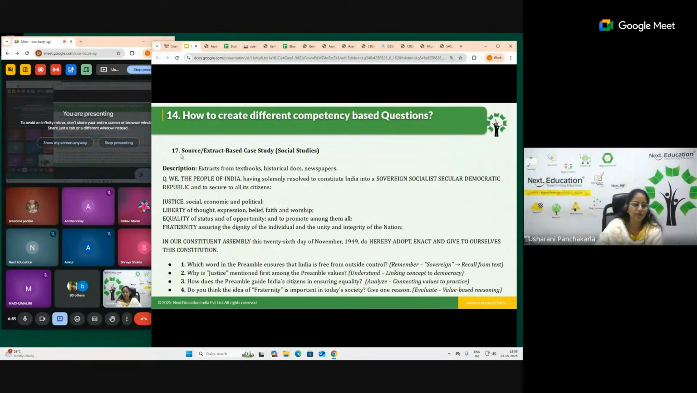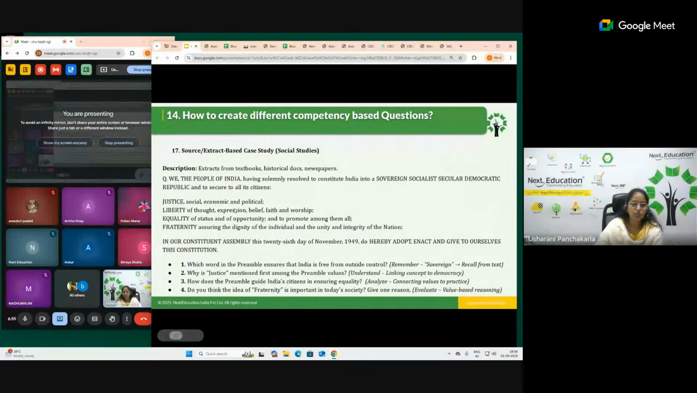For example, this is what we call a source-based question. In social science, what we take is straight from the textbook. We'll take up that paragraph, and from there we ask questions like which word in the preamble ensures that India is free from outside control. This is what we call sovereign, which means controlled by us. No other foreign country can dictate or rule us. Unless they know that this context is learned from the textbook, and are strong in vocabulary and interpretation skills, these questions cannot be answered.